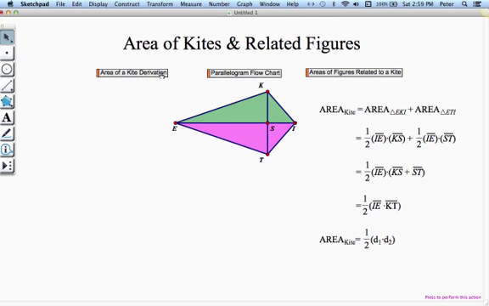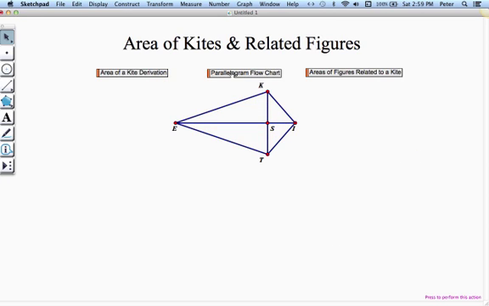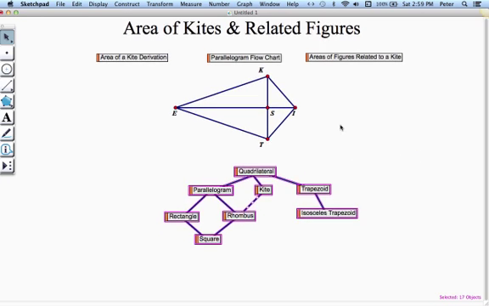Okay, but this is a video about the area of kites and related figures. So what other figures should we be considering? Let's go back to a flowchart we saw in chapter 5. You'll recall that all quadrilaterals could be categorized as parallelograms, kites, or trapezoids. And kites, if they had two consecutive congruent sides, could be characterized as rhombuses. And of course, squares were always rhombuses. So our area formula for kites is also going to work for rhombuses and squares.